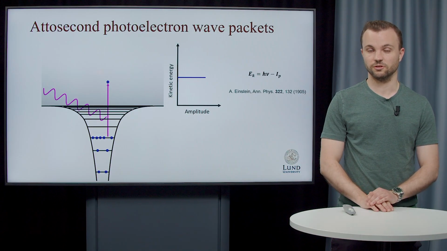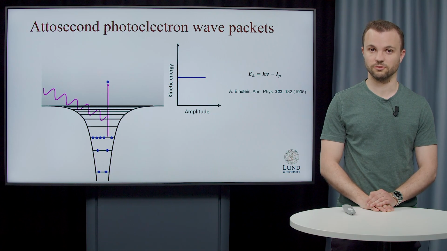The kinetic energy of the escaping electron is then simply given by this equation, where Ek is the kinetic energy, hν the photon energy, and Ip the ionization potential. This equation is at the basis of all photoelectron spectroscopy.